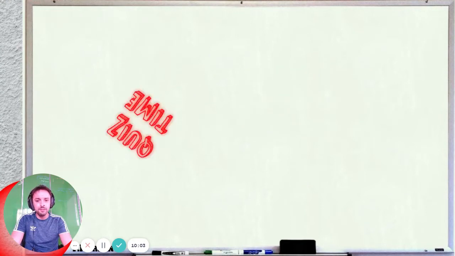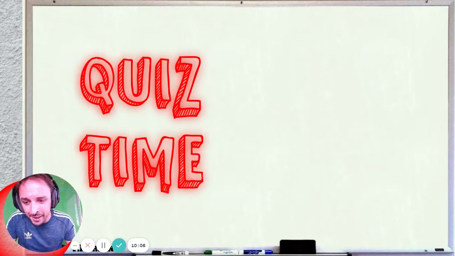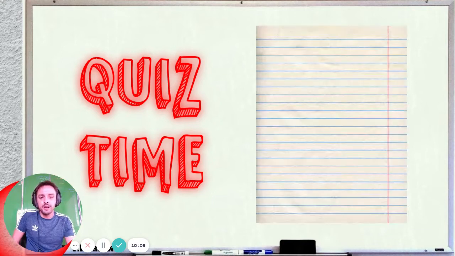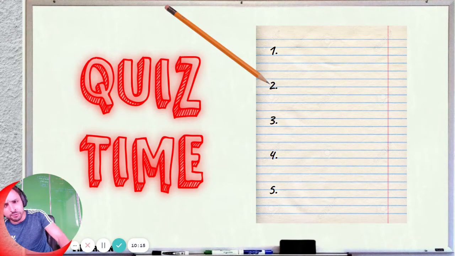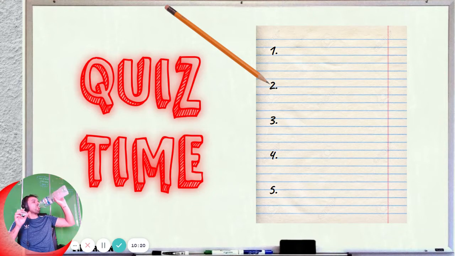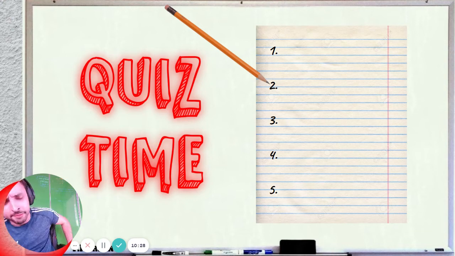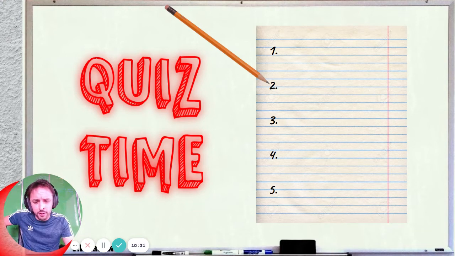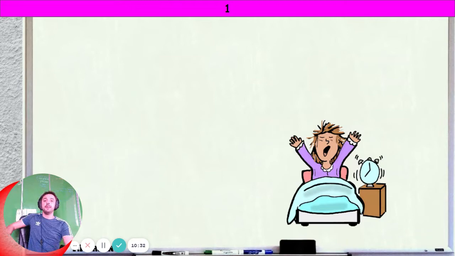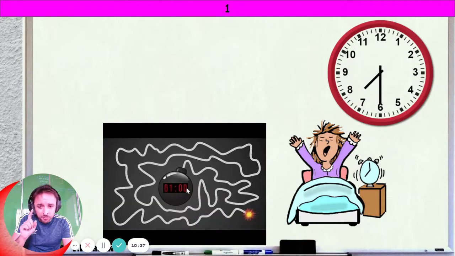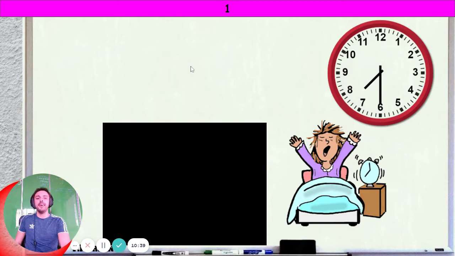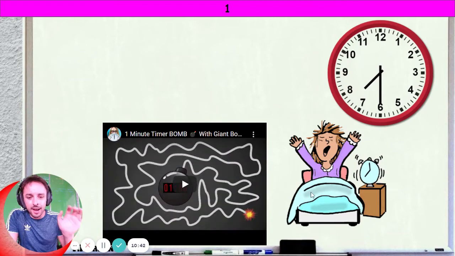Let's see if you remember, because it's now quiz time. You know what to do. Get your piece of paper, your pen or your pencil, and write 1, 2, 3, 4, 5. I'm going to have a drink of water. Lovely water. I hope you're ready. If you're not ready, you can pause the video, but it's time. Number 1, you have 1 minute to answer. Look at the time and let's go.